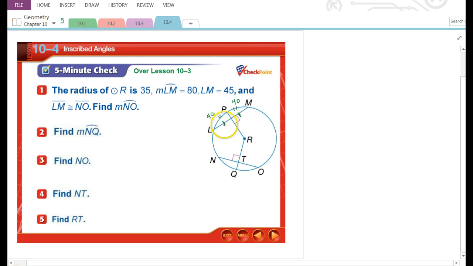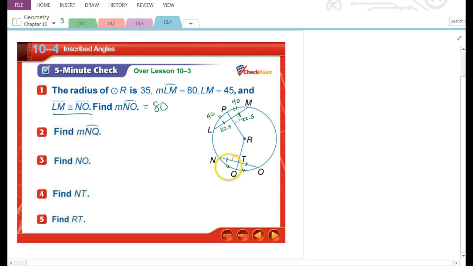LM is 45, so then that means that these pieces are 22.5. And LM is equal to NO. Okay, so now I do know that all of these pieces are equal to each other. Find arc measure of NO. Well, again, if the chords are congruent, which we're told, then the arcs are congruent. So if LM is 80, then NO is also 80.